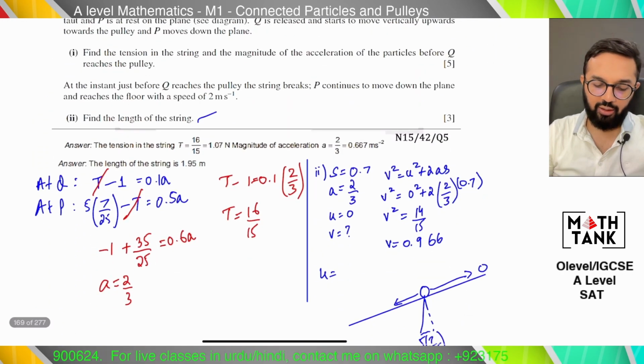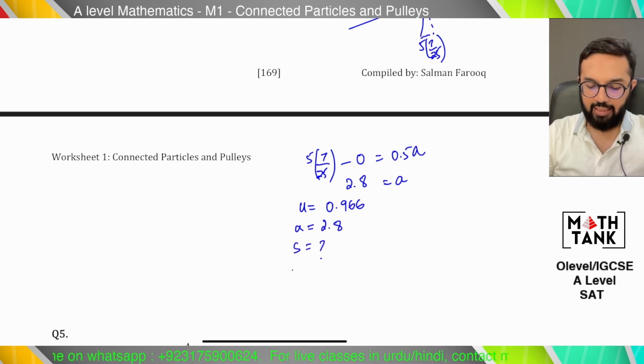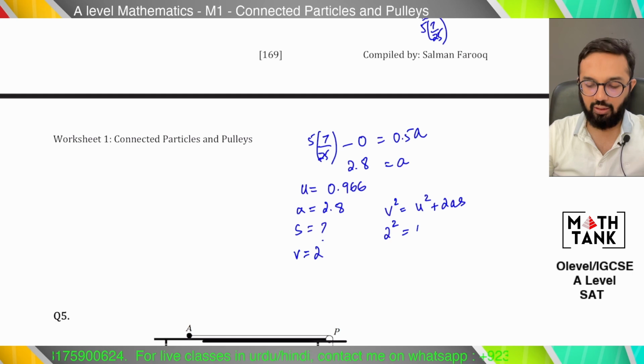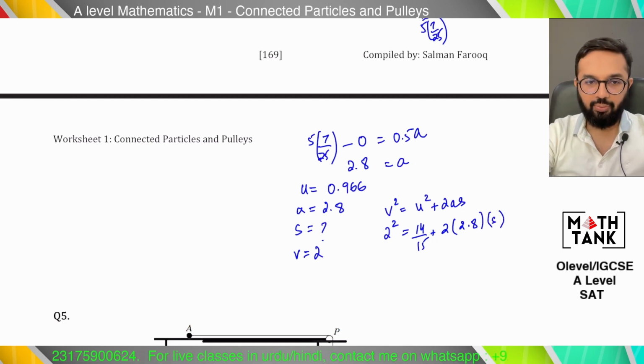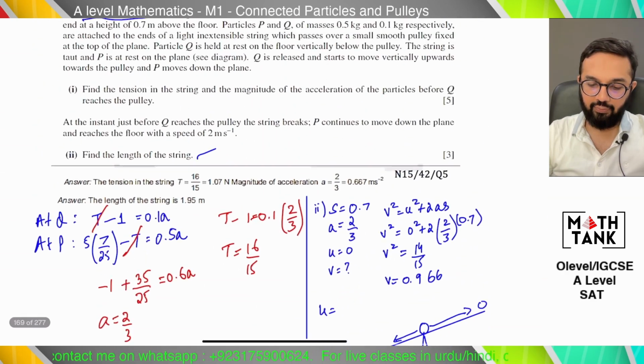I want to find the length of the string, so I want to find out S. I'm talking about distances right now. It has an ending speed of 2. So V squared equals U squared plus 2as. 2 squared equals 0.966 squared, which is 14 over 15, plus 2 times 2.8 times S. So 2 squared minus 14 over 15, divided by 2, divided by 2.8, gives 0.548. So what should be the length of the string?